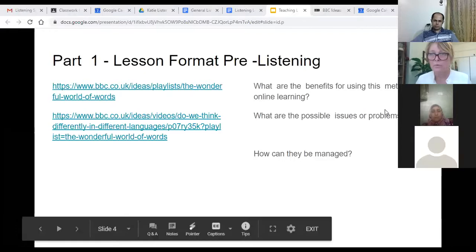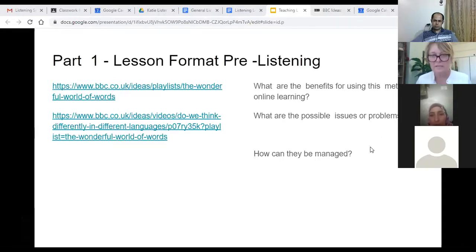All right, so going back, there are some possible issues and problems always with these things, and we're thinking about how they can be managed as well. And one of the things that you can do is to put it into Google Classrooms, or maybe use WhatsApp. Do you use WhatsApp in Gaza?